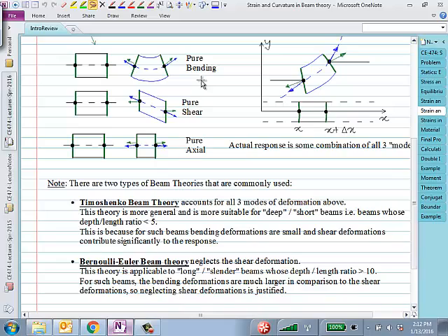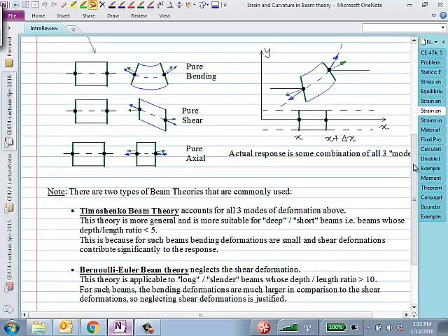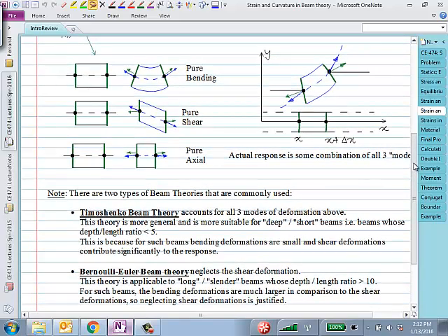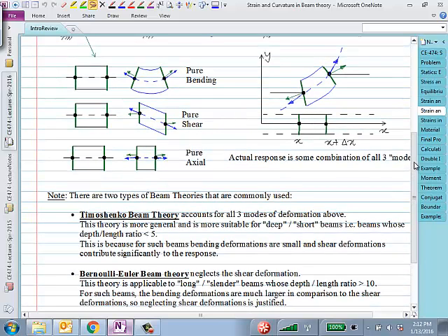Okay. Any question on any of these conceptual things?